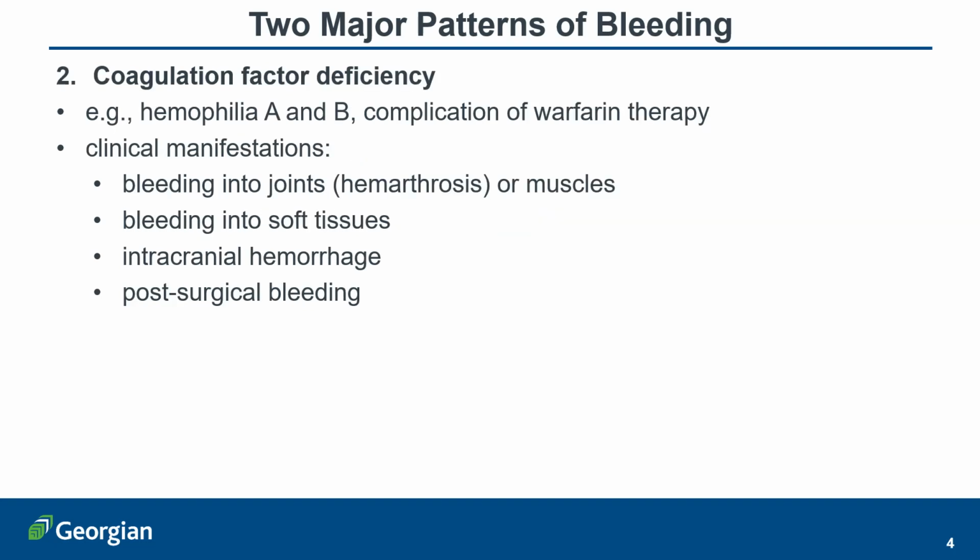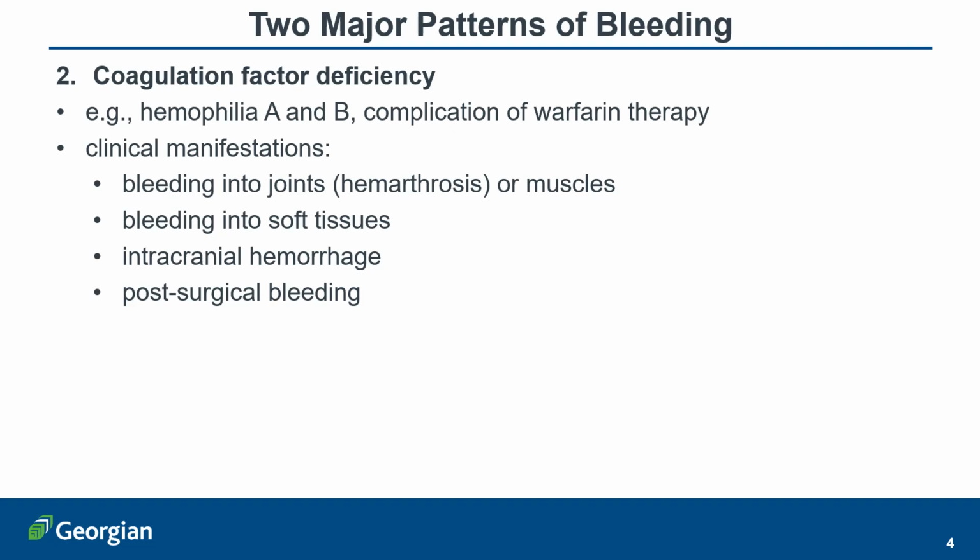The second major pattern of bleeding that we're going to be examining is when you have deficiencies of the various coagulation factors. Hemophilia A and B are classic examples of this type of bleeding. In hemophilia A, you have a deficiency of factor 8. In hemophilia B, you have a deficiency of factor 9, and that's going to result in this type of bleeding when you have coagulation factor deficiencies.